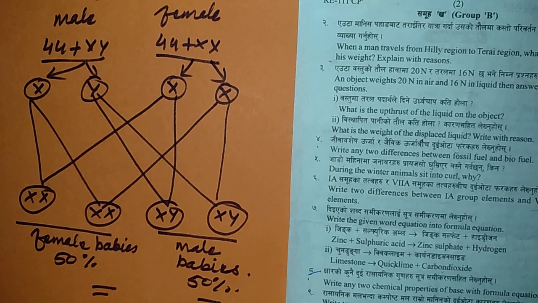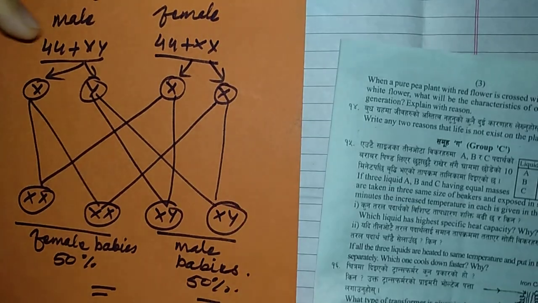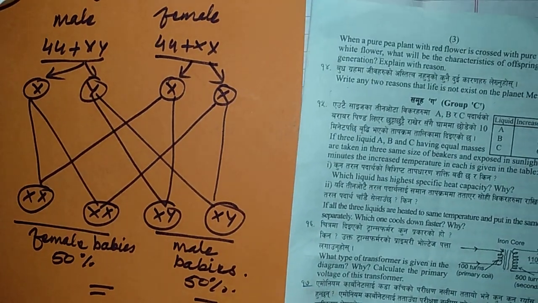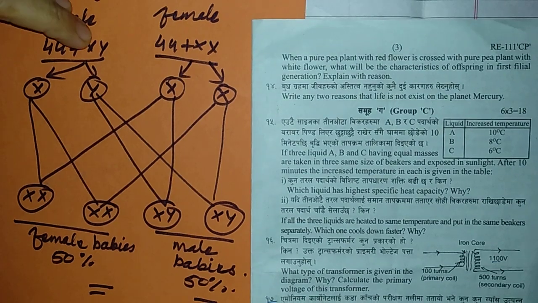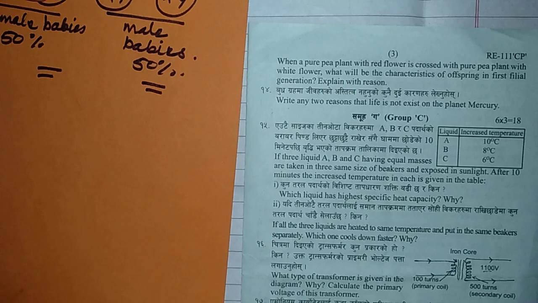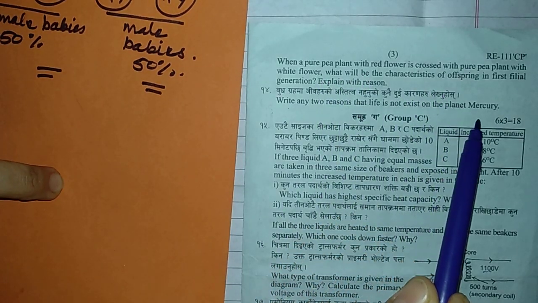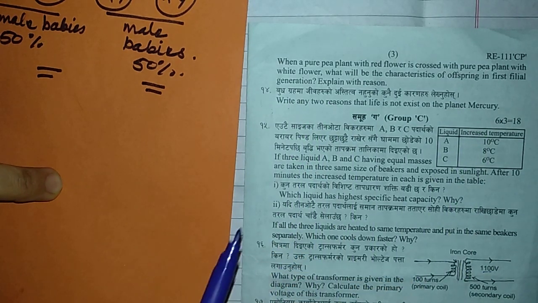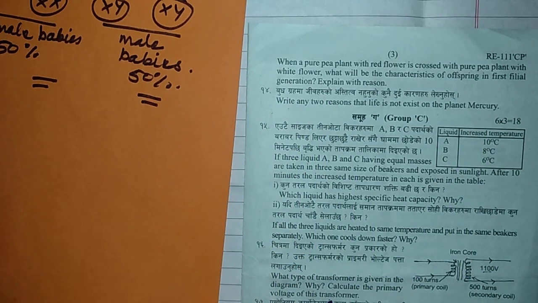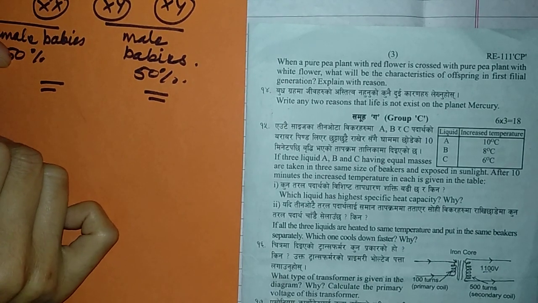Now next is number 13. Okay, let's see on the next page. Now can you see the question? When a pure pea plant with red flower is crossed with pure pea plant with white flower, what will be the characteristics of offspring in the first filial generation? Explain with reason. This is question number 13.